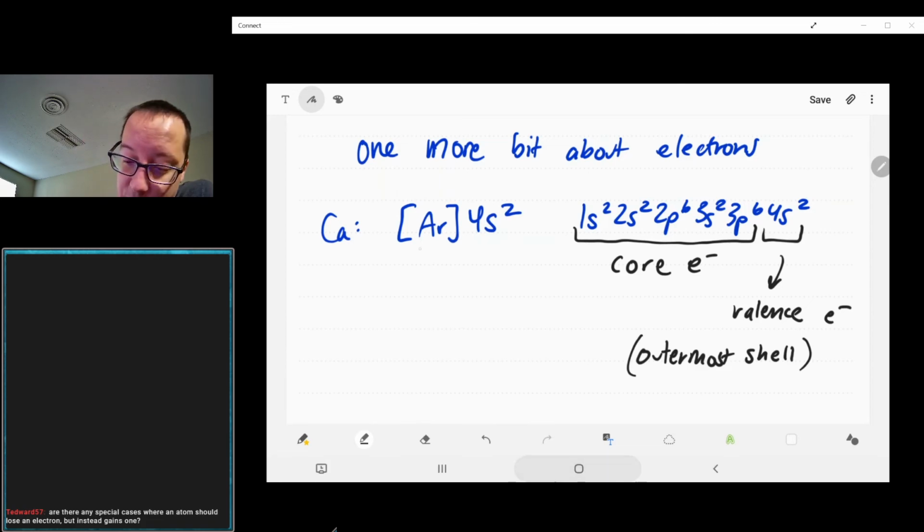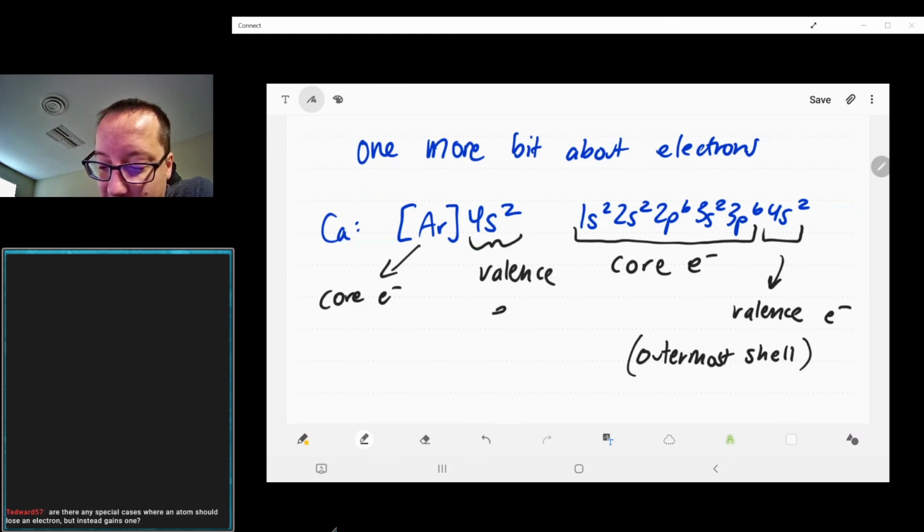And same thing here, this argon, the reason we can do this shortcut is because those all have N of 3 and less. So those are going to be all core electrons. We're going to see core electrons don't really do anything. It's going to be the valence electrons that are going to be doing all of the chemistry that we see.